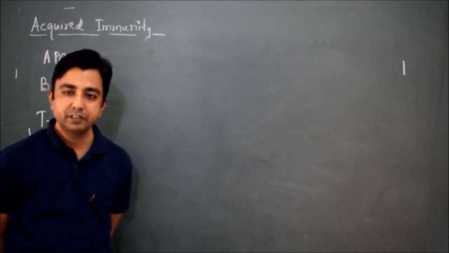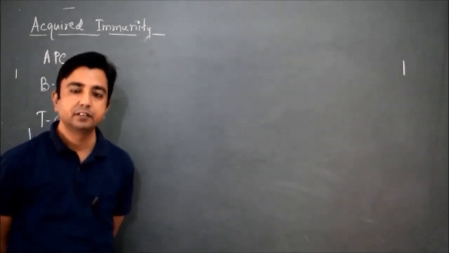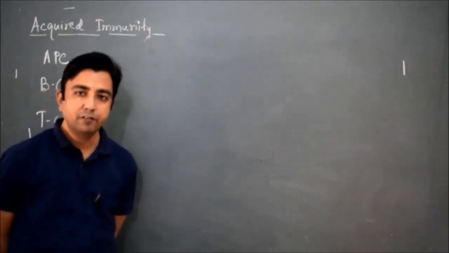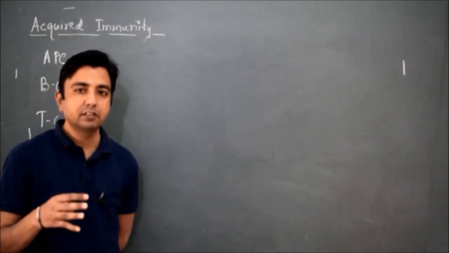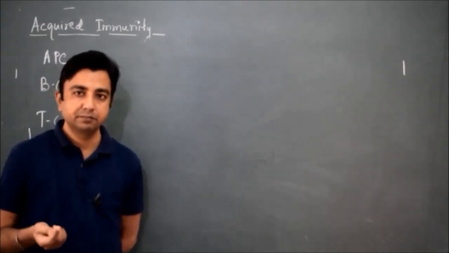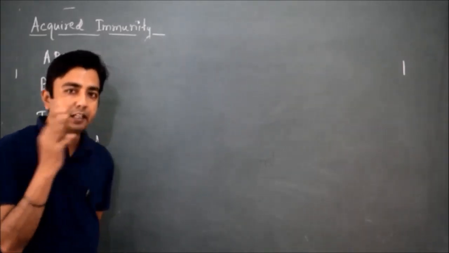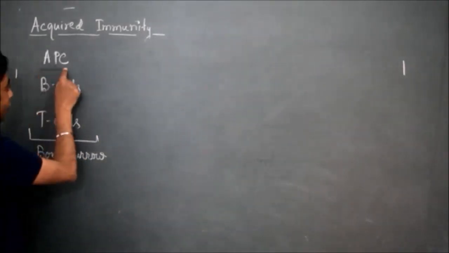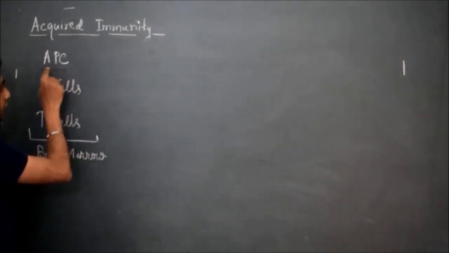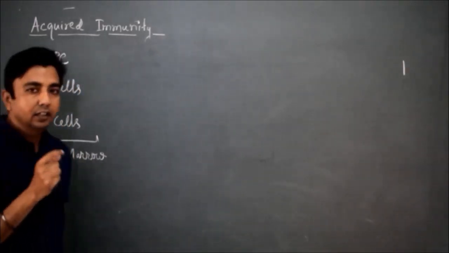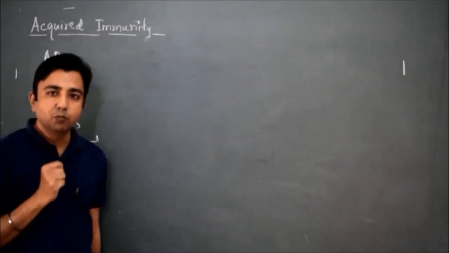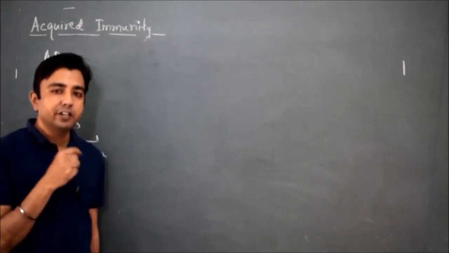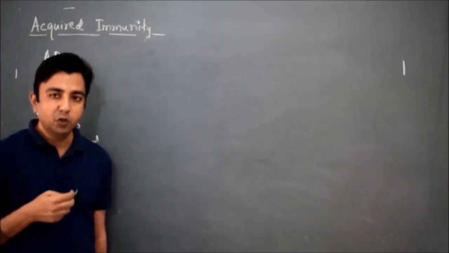APC, that is antigen presenting cells, are formed and matured in the bone marrow, and they also proliferate in the bone marrow. Proliferation means they make multiple copies of themselves. They divide and make so many copies. Okay, so the formation, maturation and proliferation of APC take place in the bone marrow, that is the primary lymphatic organ. From there, they are translocated to different parts of the body.